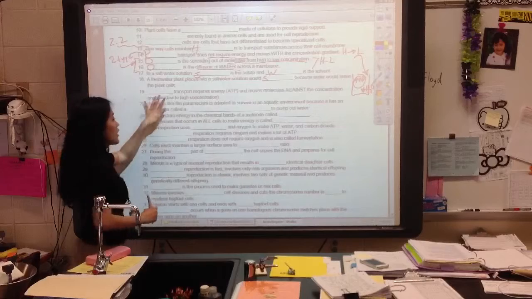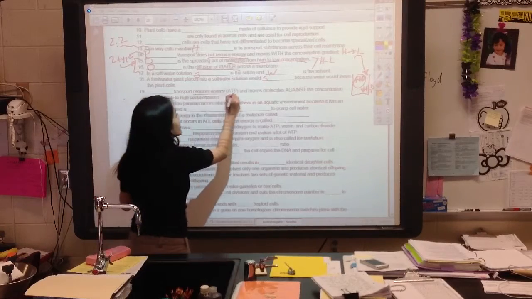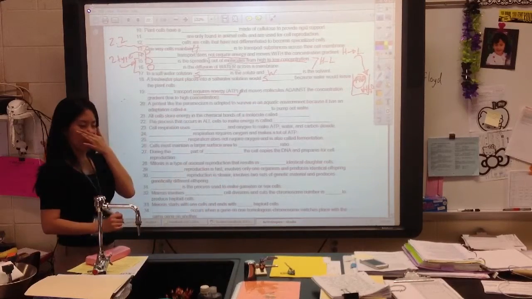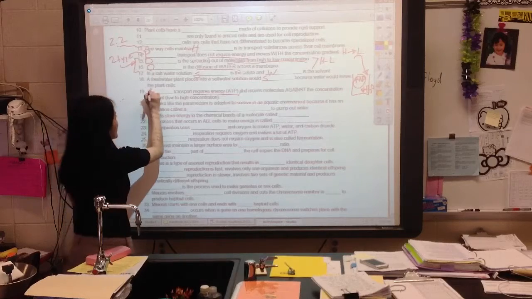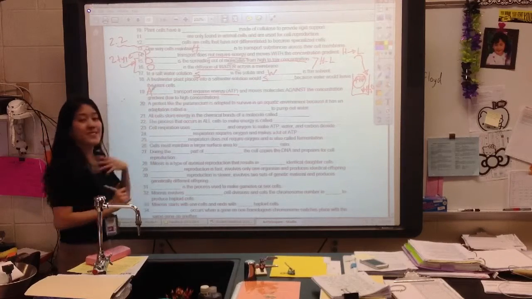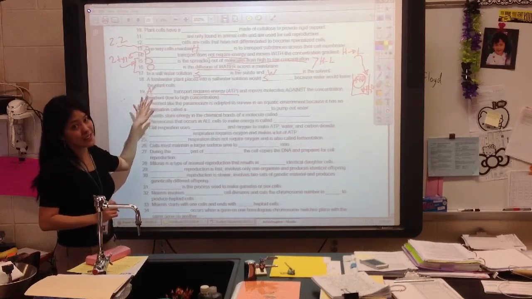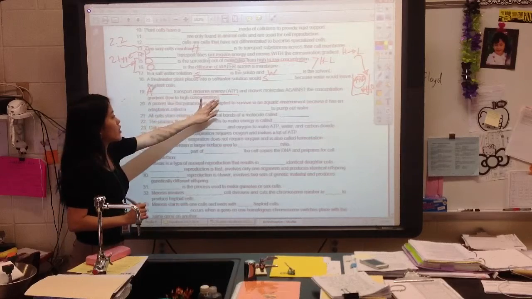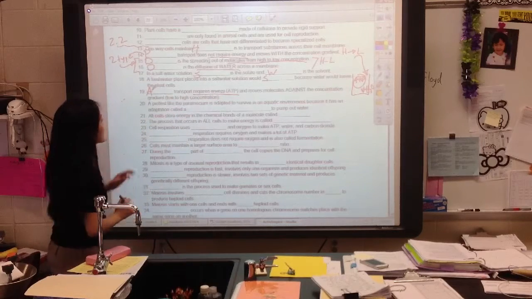Number 19, blank transport requires energy, ATP. This is going to start with an A. It's not ATP, it needs ATP. But if you need energy, what type of transport is this?